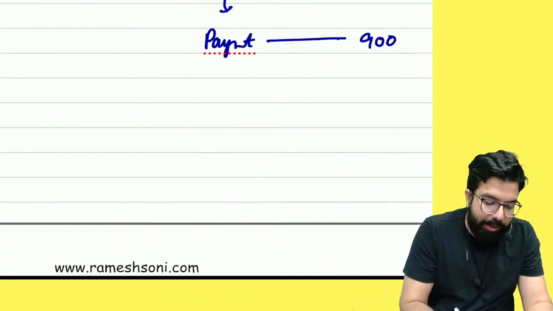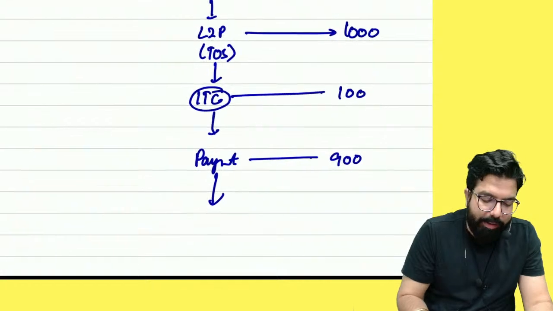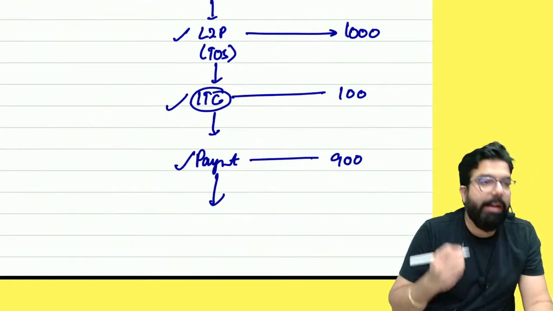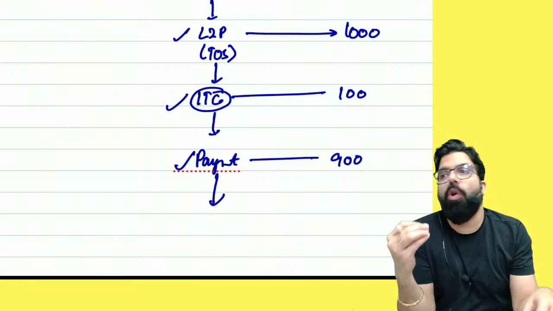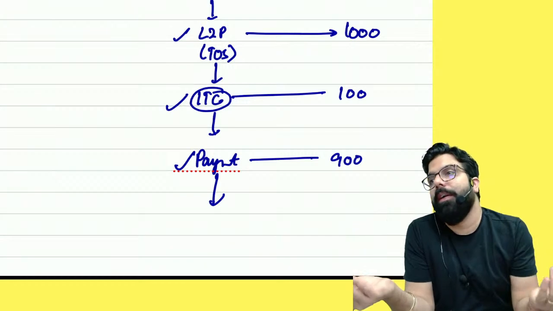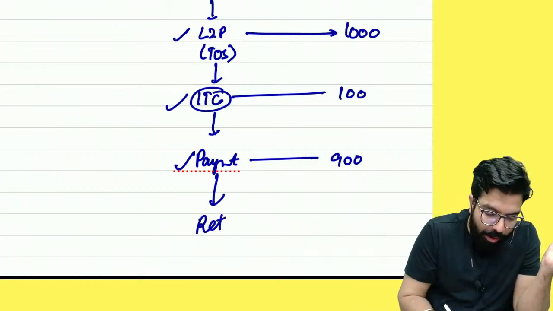Now, after this, I will go ahead and say, sir, this was my liability. This is my input. This much I went ahead and made the payment. This much you don't have to call to the government and say. You have to go ahead and tell to the government by filing a return. And here comes the chapter of returns, everyone.